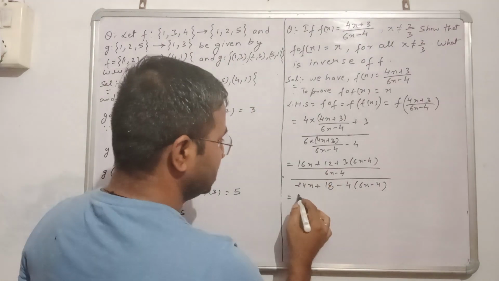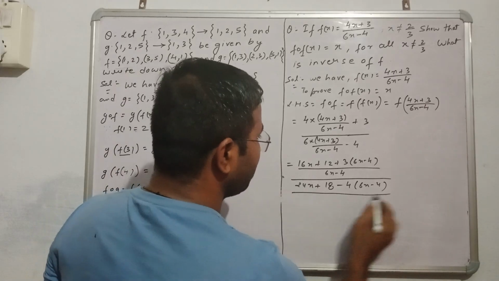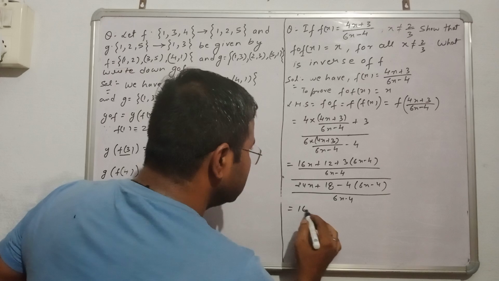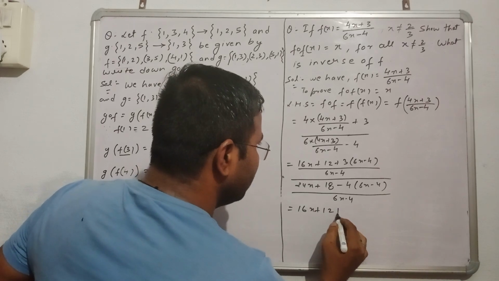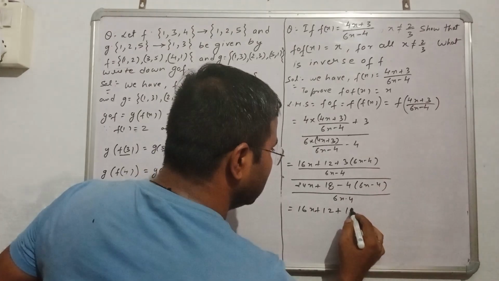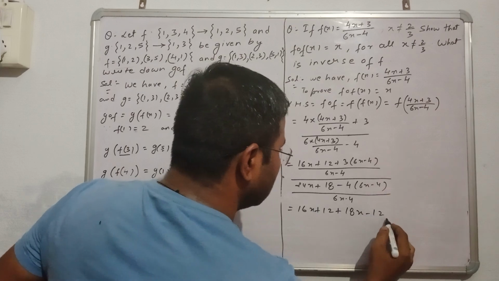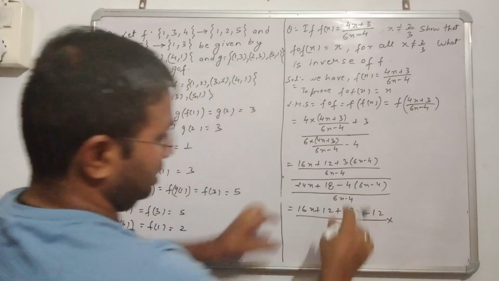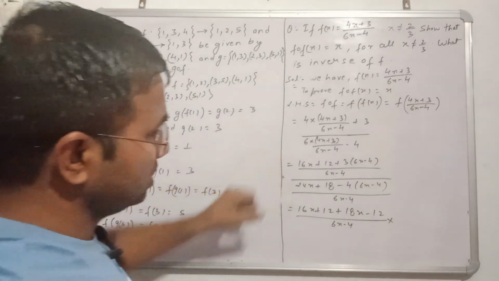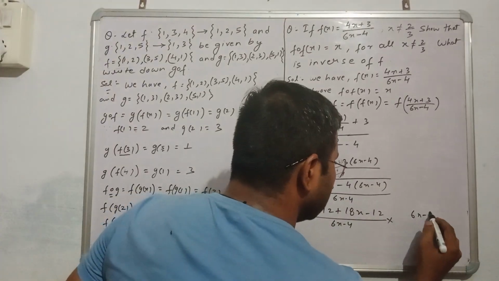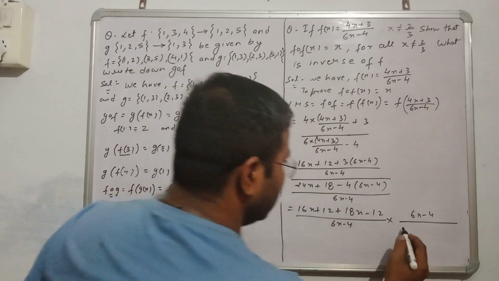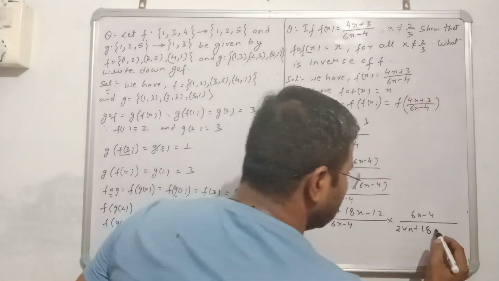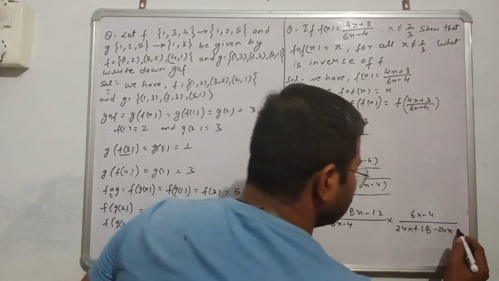Now see, 16x plus 12 upon 6x minus 4 is there. Now after this, 3 gets multiplied, 3 sixes are 18 will come, 3 fours are minus 12 will come upon 6x minus 4. Now here you will take the reciprocal of this. So what will come here? 6x minus 4 will come upon now 24x plus 18. Now 4 gets multiplied, minus 24x will come, minus minus plus 16 will come.